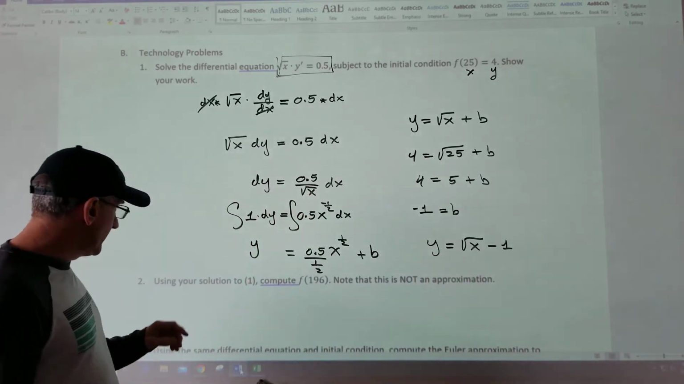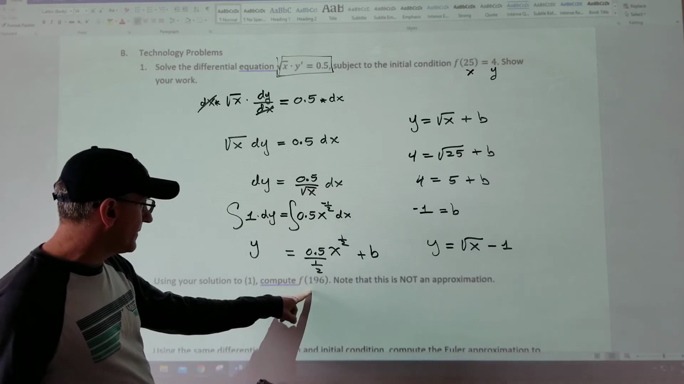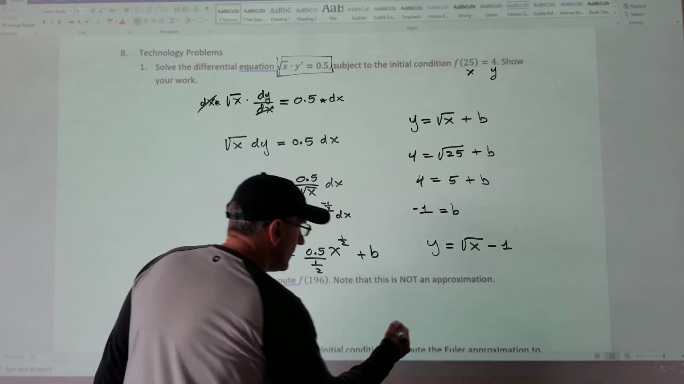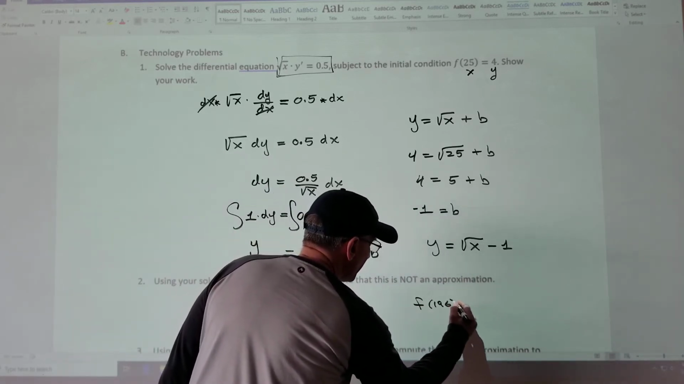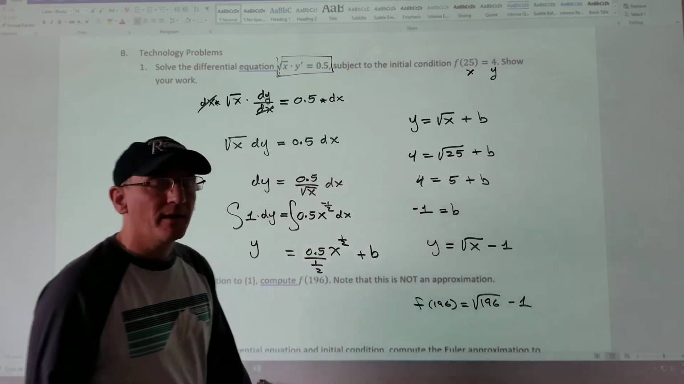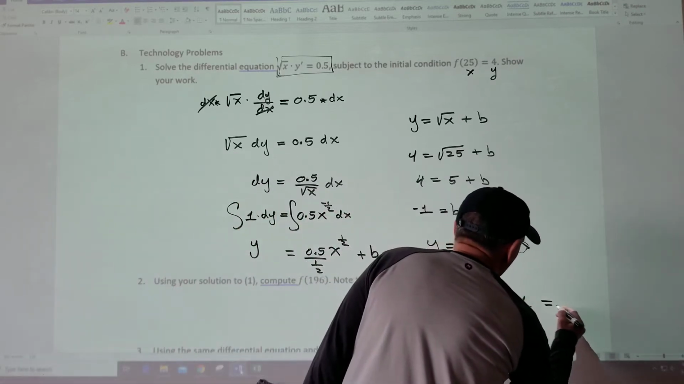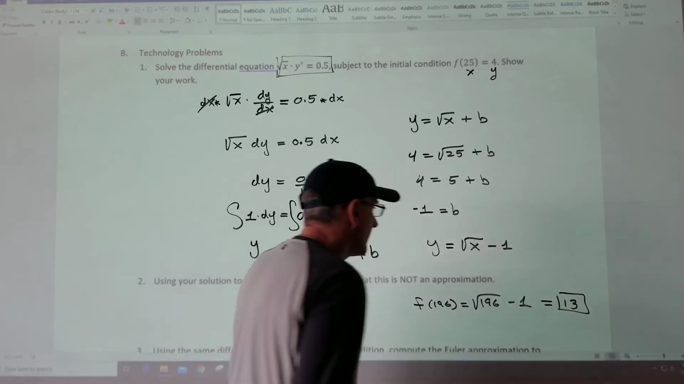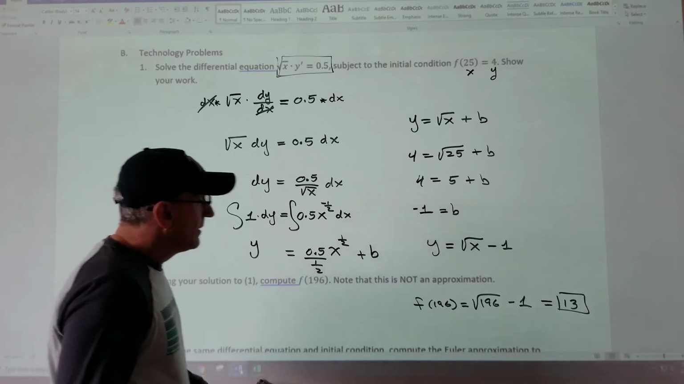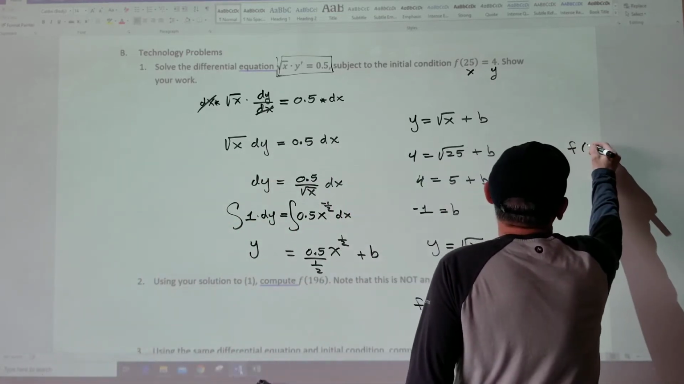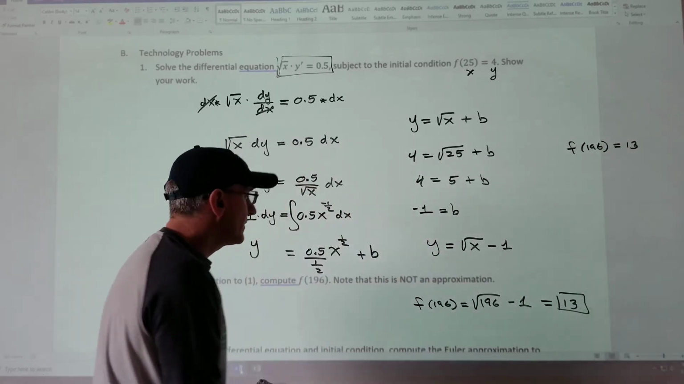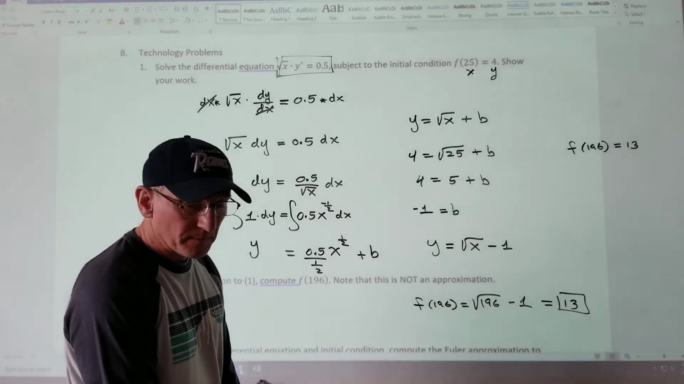Our next job here is to compute f of 196. And that would be just plugging 196 into that. So f of 196 equals the square root of 196 minus 1. That's 14 minus 1, and the answer is 13. Okay, we're going to put that off to the side, keep track of it, because Euler is not going to give us 13. Euler's solution of this differential equation is going to give us something close to 13.